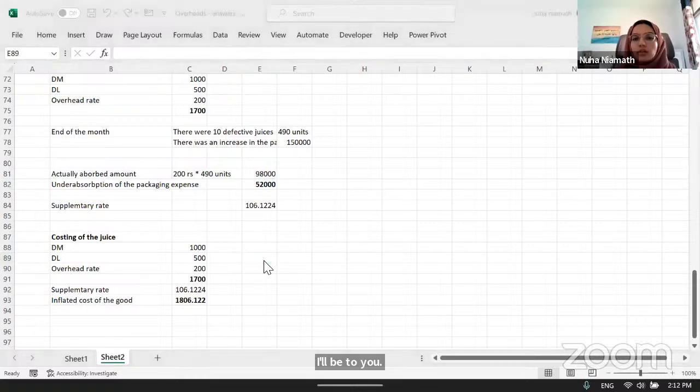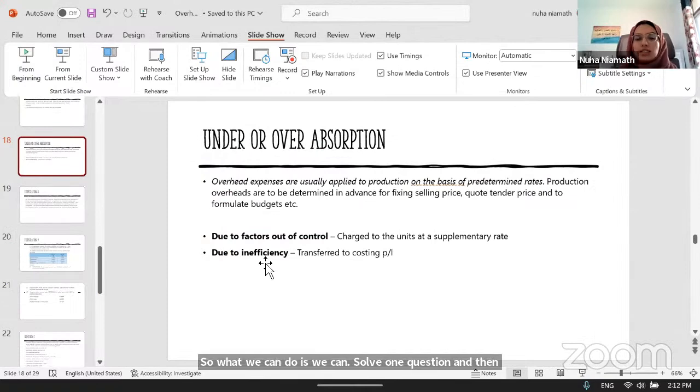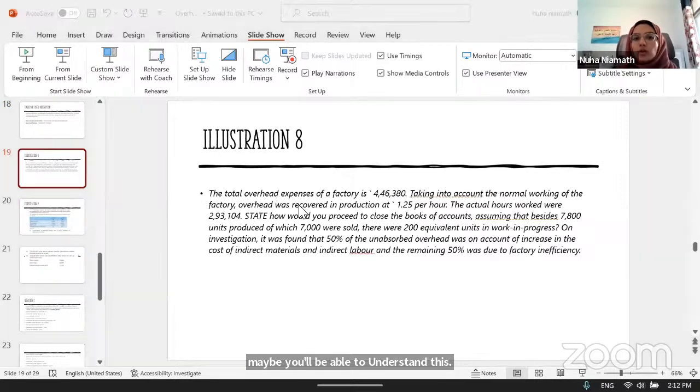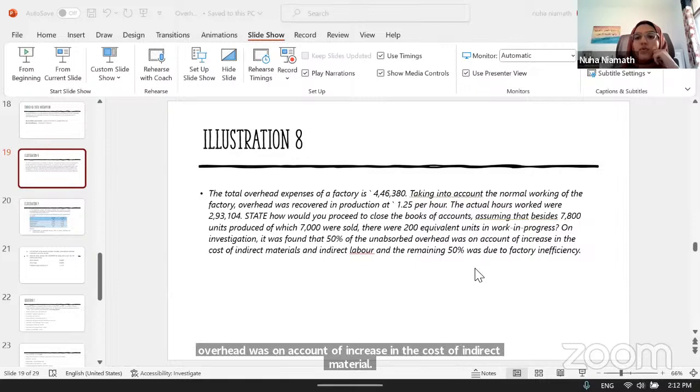So what we can do is solve one question, and then maybe you'll be able to understand this better. So we have an illustration here. The total overhead expenses of a factory is 4,46,380. Taking into account the normal working of the factory, overhead was recovered in production at 1.25 rupees per hour. The actual hours worked were 2,93,104. State how you would proceed to close the books of accounts, assuming that besides the 7,800 units produced, 7,000 were sold and 200 were work in progress. On investigation, it was found that 50% of the unabsorbed overhead was on account of increase in the cost of indirect material and indirect labor, and the remaining 50% was due to factory inefficiency.